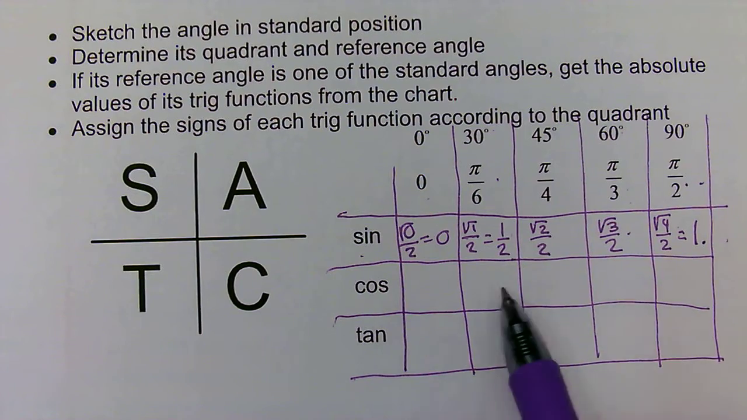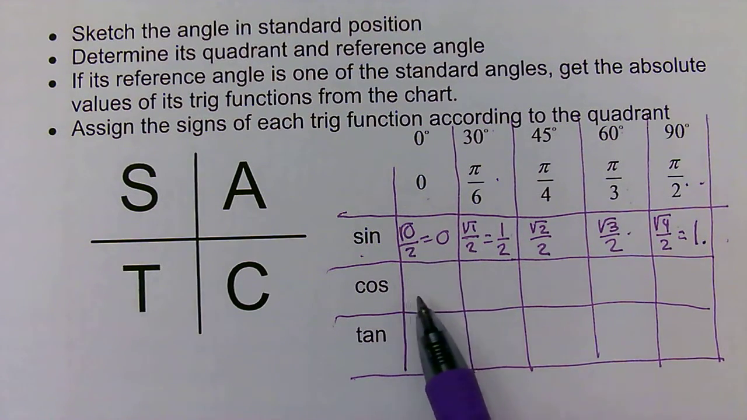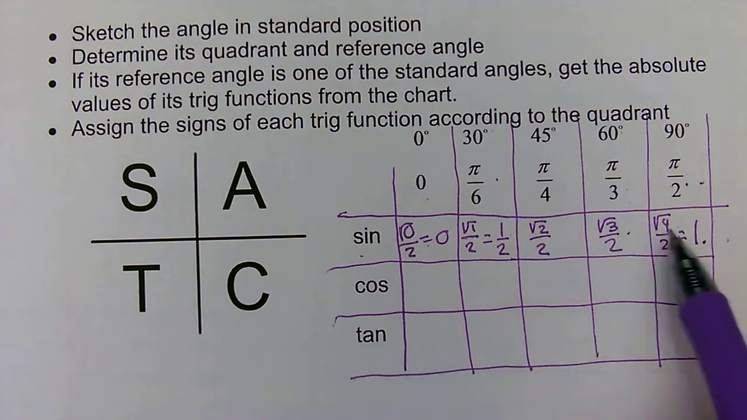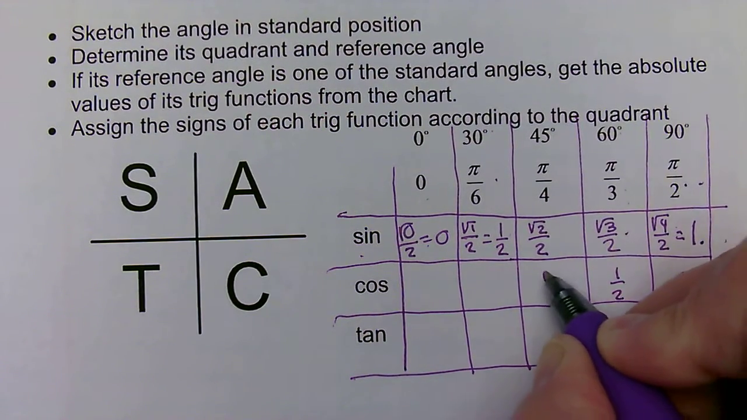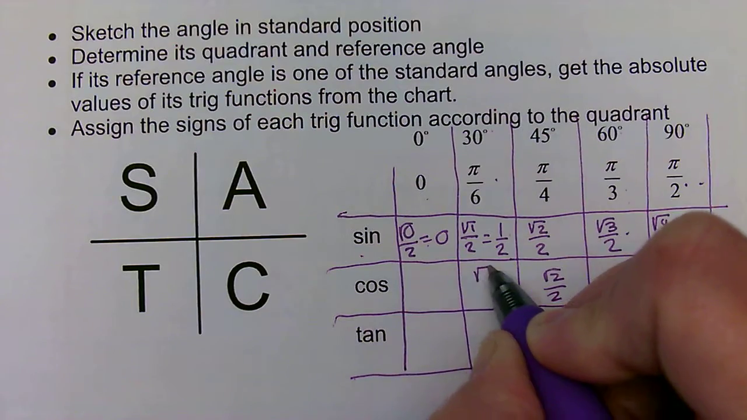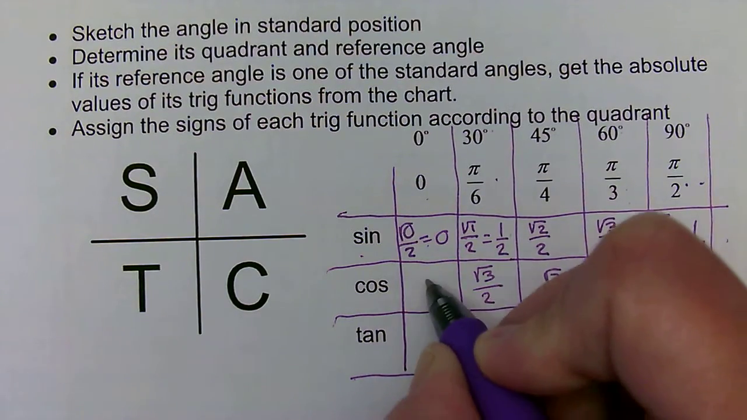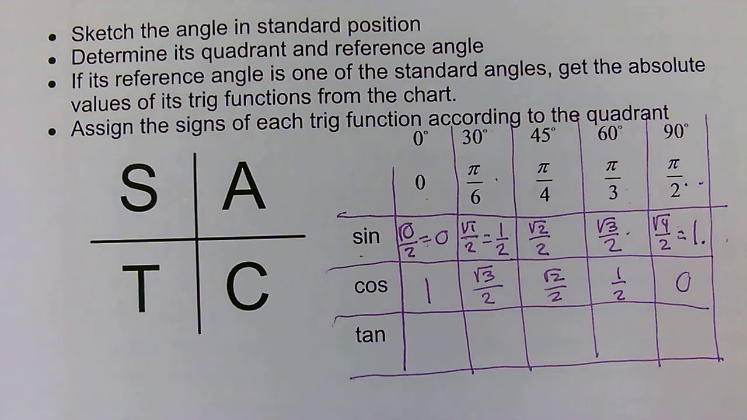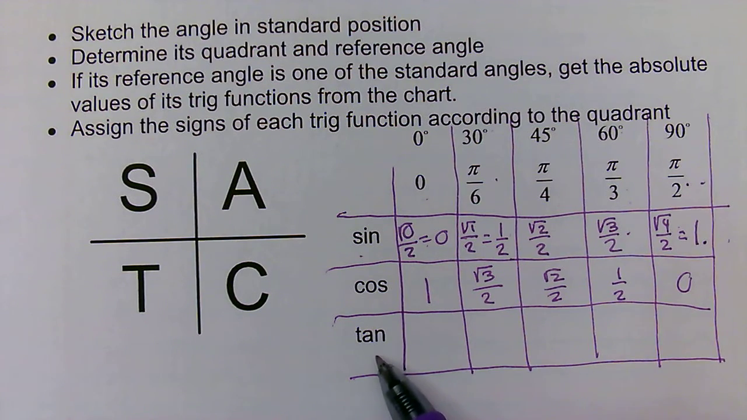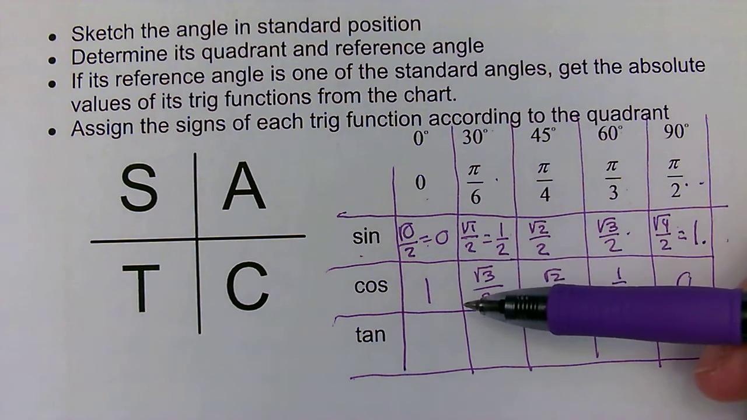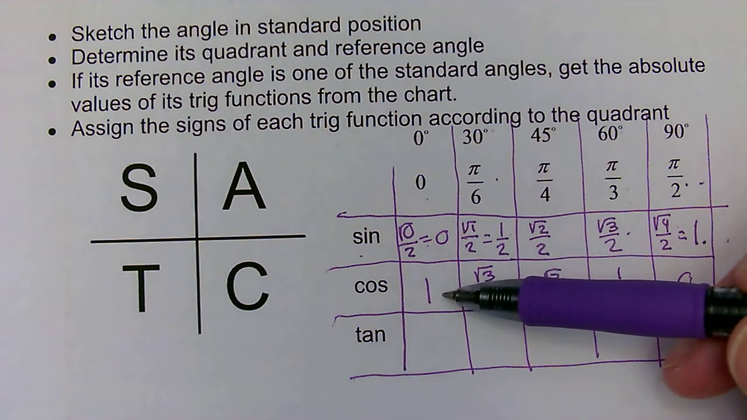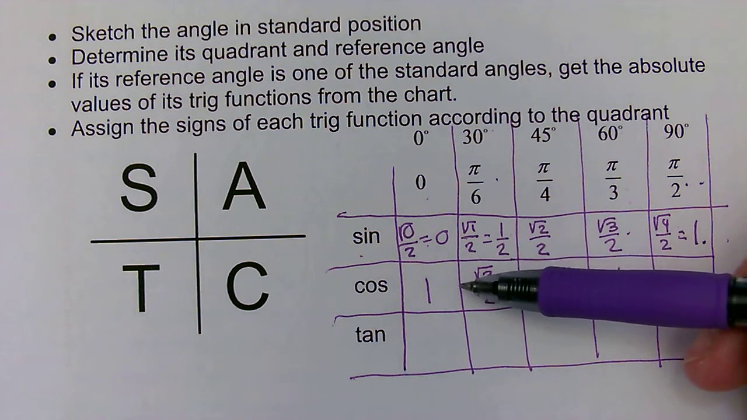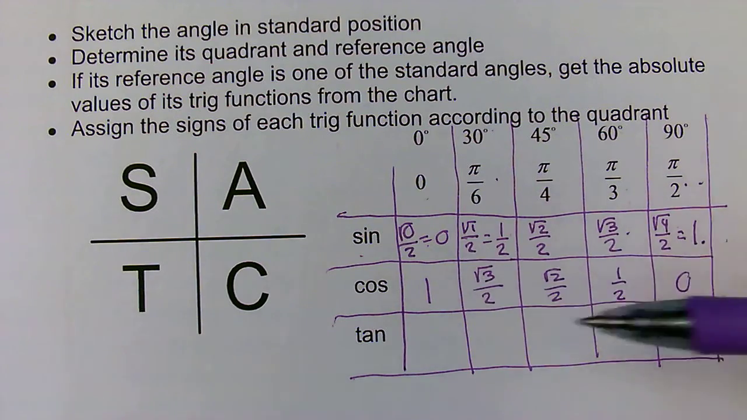Now the cosine row is just the sine row backwards. So instead of starting with 0 and ending with 1, we're going to end with 0 and start with 1. So we just copy that first row, but going backwards. And the tangent row is the sine divided by cosine, because sine, remember, was y over r. Cosine was x over r. When you divide two fractions that have the same denominator, you just divide their numerators.